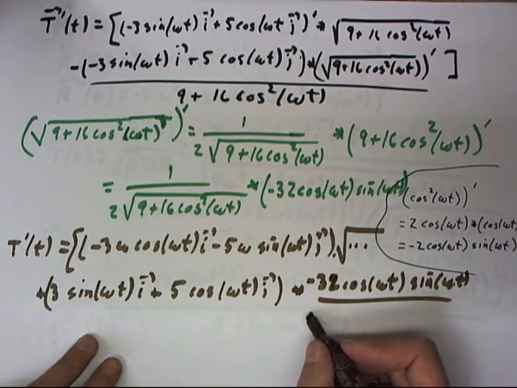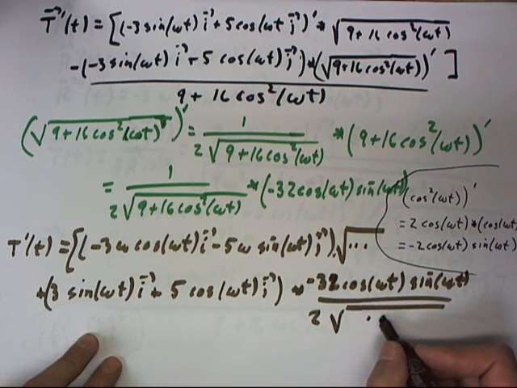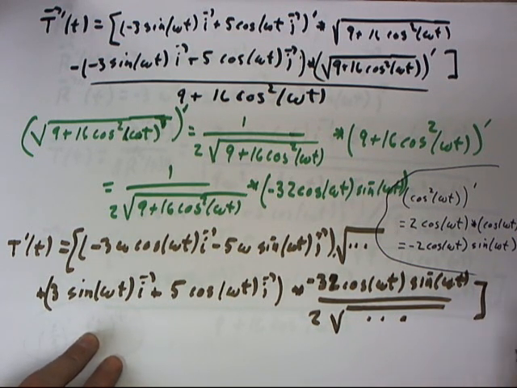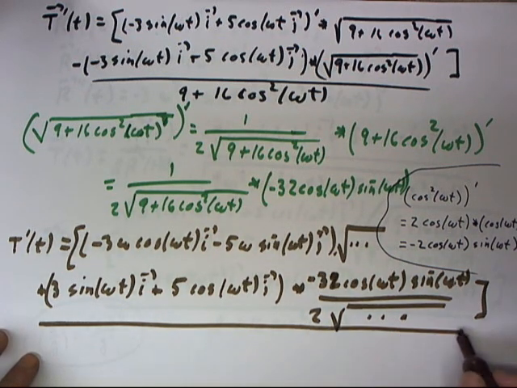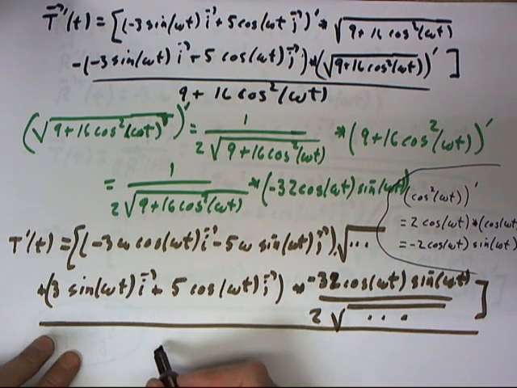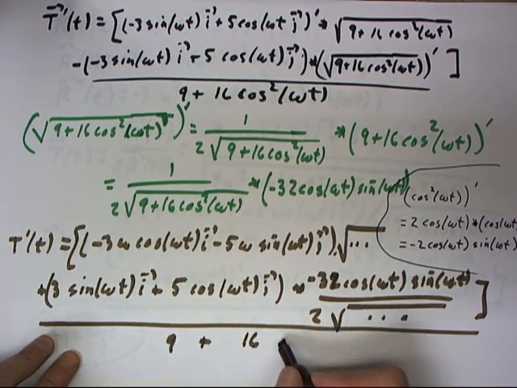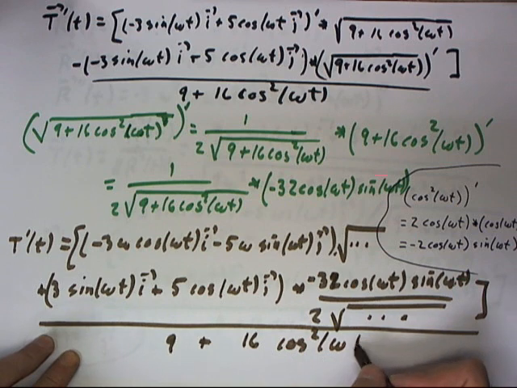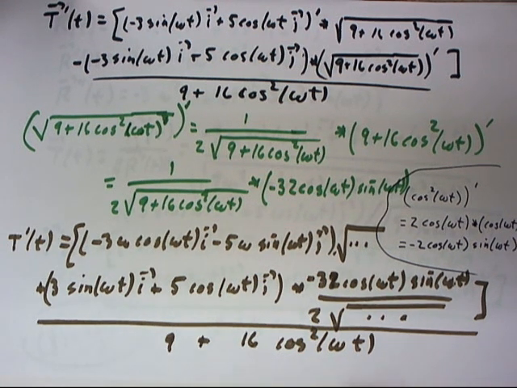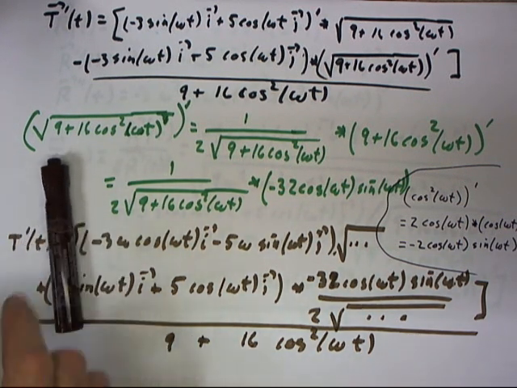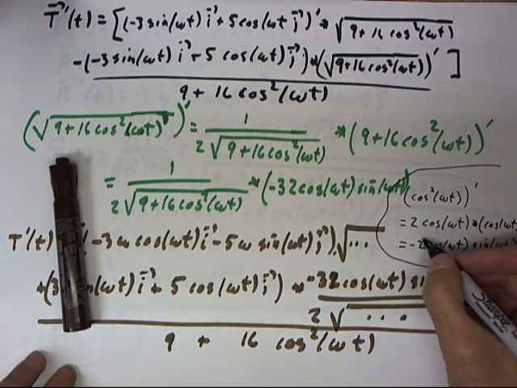divided by 2 times the square root. And again, I'm going to use the abbreviated notation for that square root. All divided by 9 plus 16 cosine squared of omega t. Now we still need to collect the terms of the numerator, and the denominator is, I've left something important out here.